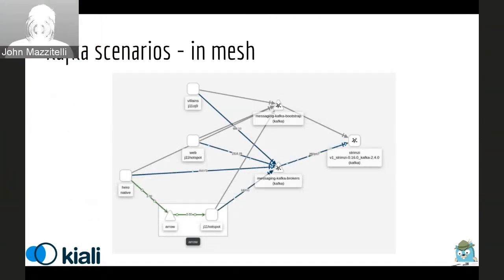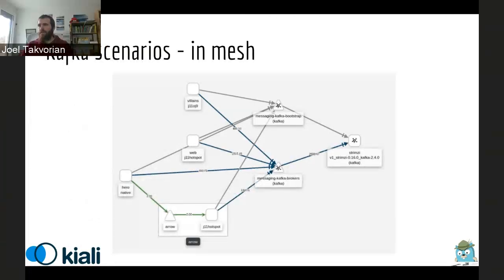And so after the work that we did, this is how it looks when we have Kafka in mesh. So here I have some microservices deployed. You can see, for instance, a web microservice, and Hero, that are sending traffic to the messaging Kafka brokers, so that's a service, and it itself forwards the traffic to the workload, the Strimzi workload. So that works nicely, and you can see that after the fixes that we've done, we can see this kind of graph in Kiali.